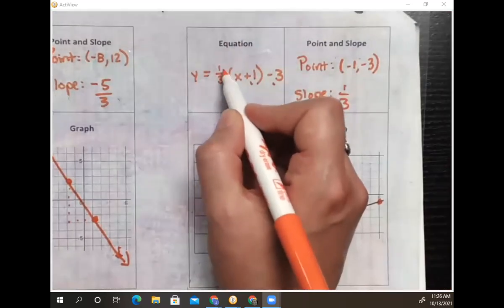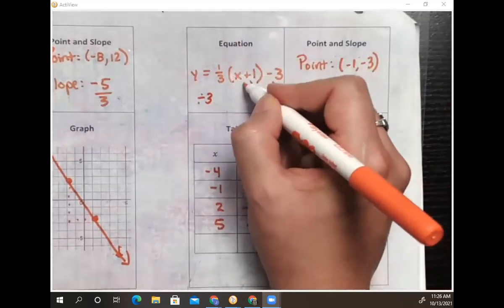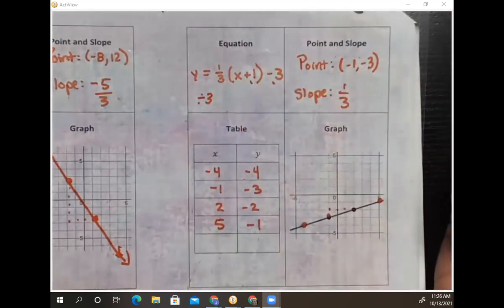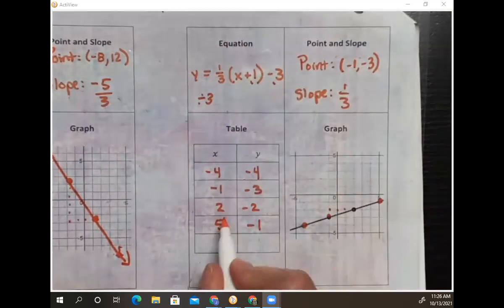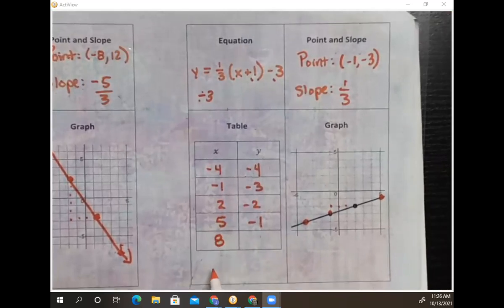So since I'm multiplying by 1/3, remember that's going to be the same as dividing by 3. So I want to pick a number for x that when I add 1 is going to give me something easy to divide by 3. That's why 2 had a nice y value, since 2 plus 1 is 3. 5 had a nice y value, since 5 plus 1 is 6. So what might we want to pick for x here? Well, we have 2 already. 8 would be a good one. 8 plus 1 is 9, and we can divide 9 by 3. So I'm going to do that down here.